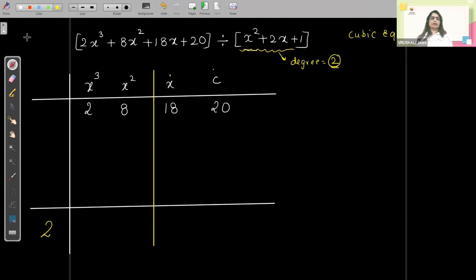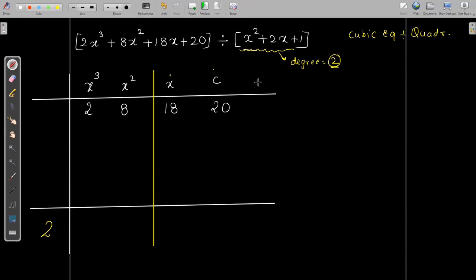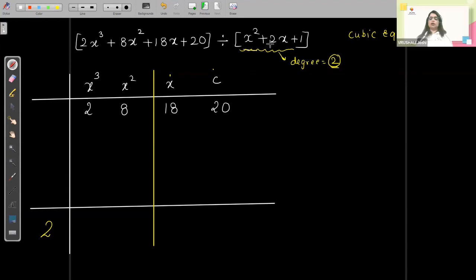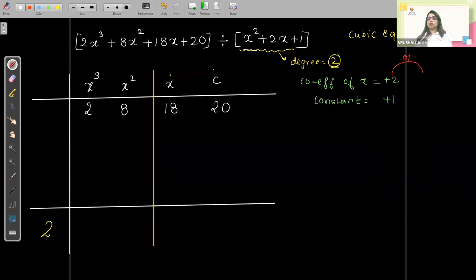Until here it is clear, Saras? Yes. Yes, Avnish. So now here we are going to look at one thing, which is the coefficient of x. Only x, not x square. Coefficient of x. What is that? It is plus 2. And the constant. What is the constant? Constant is equal to plus 1. We will take the opposite of it. What is the opposite of this? Opposite will be minus 2. And this will be minus 1. Are we clear? This minus 2 and minus 1, we will write down here. Minus 2 and minus 1.